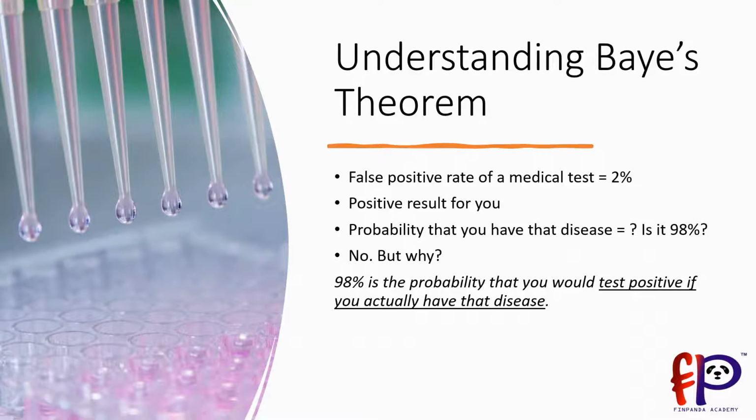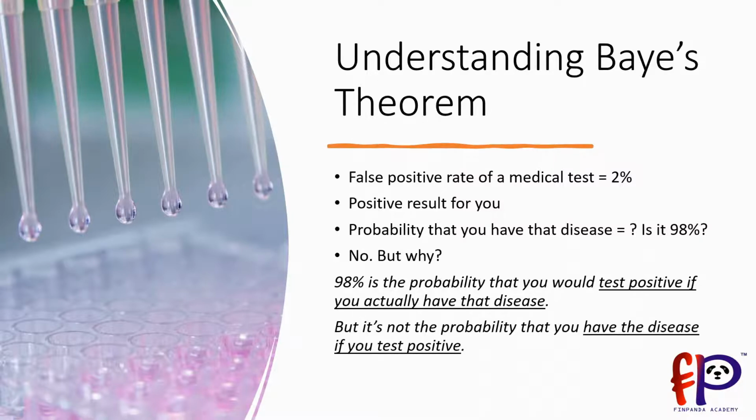98% is the probability that you would test positive if you actually have that disease. But it's not the probability that you have the disease if you test positive. Let's try to understand that with an example. The false positive rate just means that if the test were to be done on 100 people who don't have the disease, then 2 of them may get a positive result.